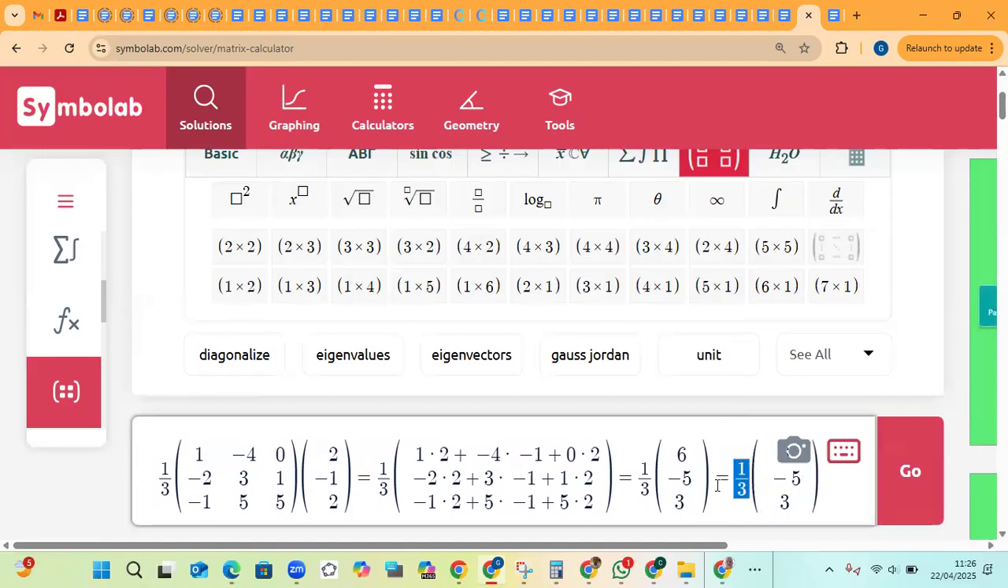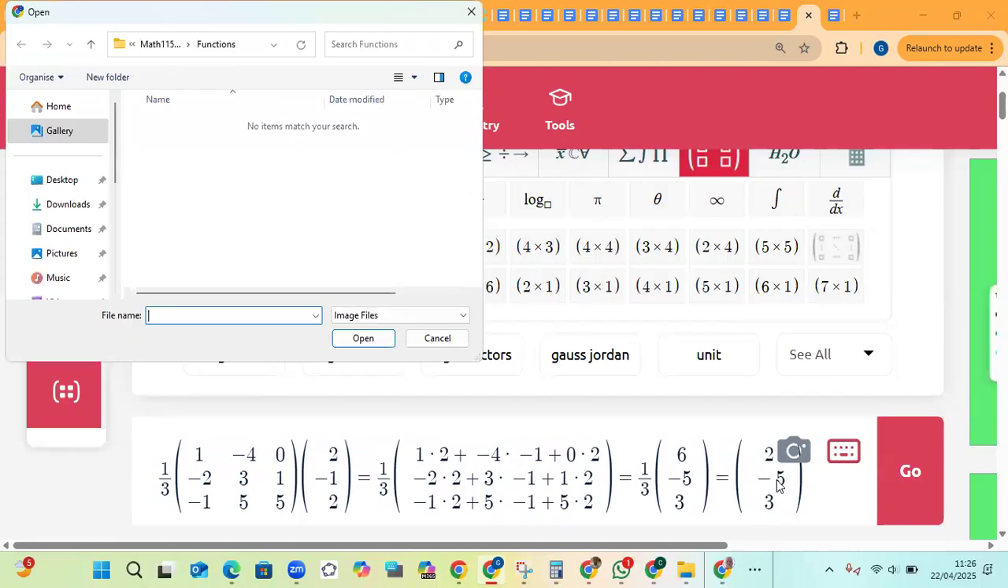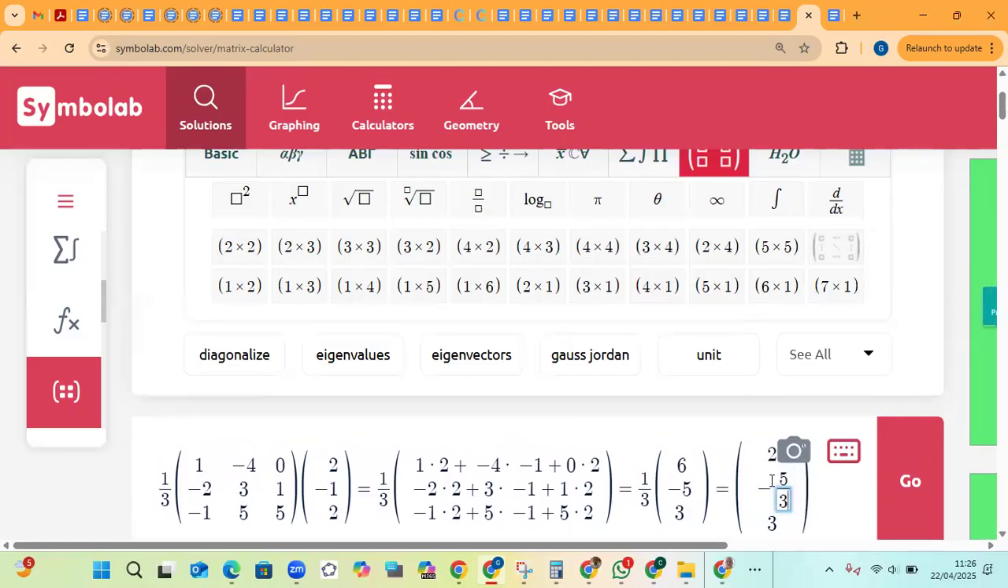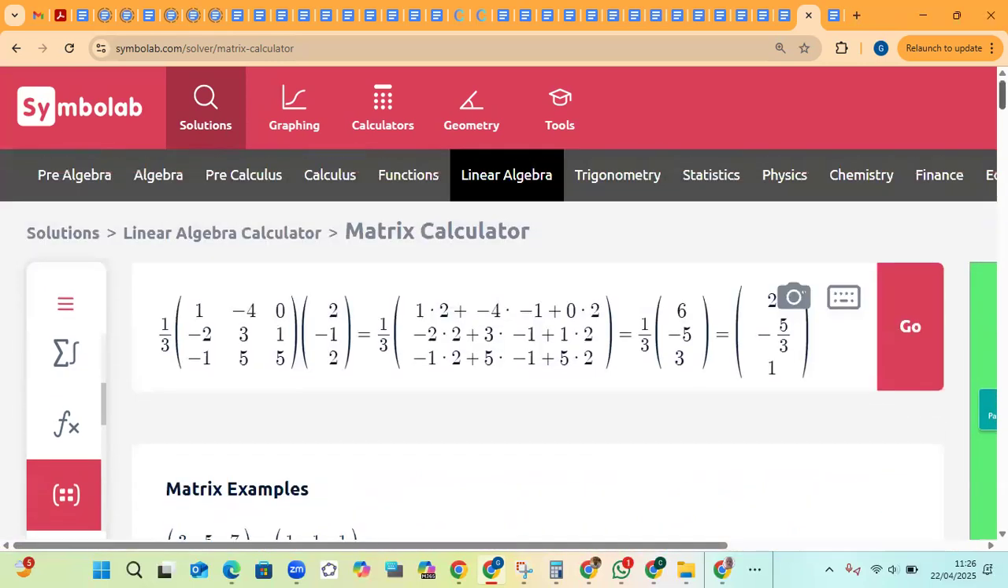Again, here we have this, this gray icon was covering our answer, but here we have it. So 6 times a third, so 6 divided by 3 is 2. -5 divided by 3, or -5 times the third. You can leave it as a fraction, -5/3, and 3 divided by 3 is equal to 1. Right, so that's our answer right here.